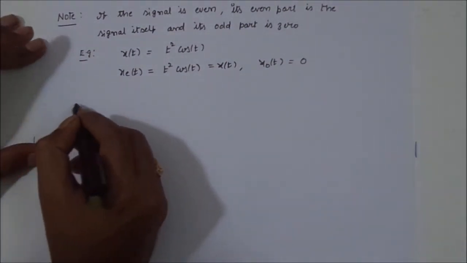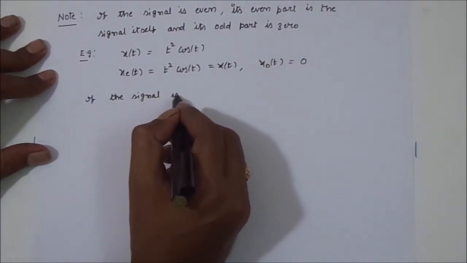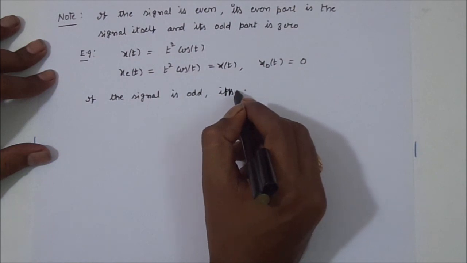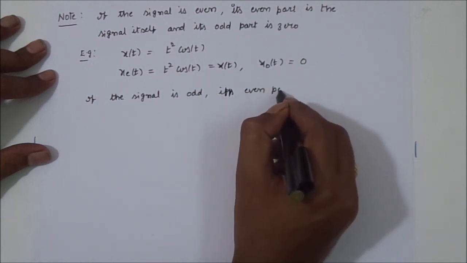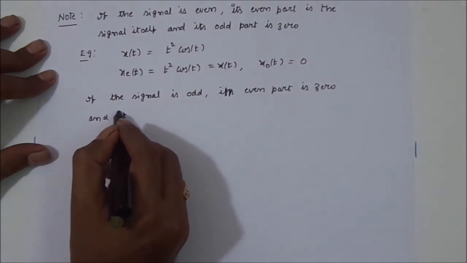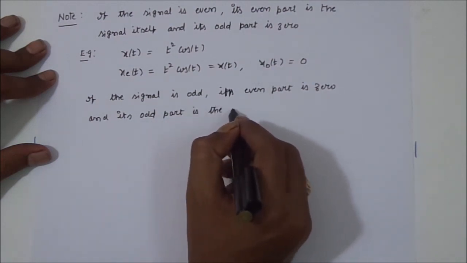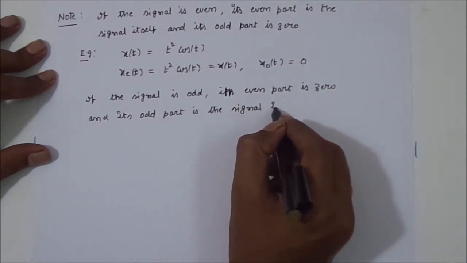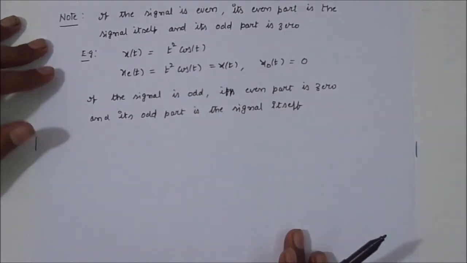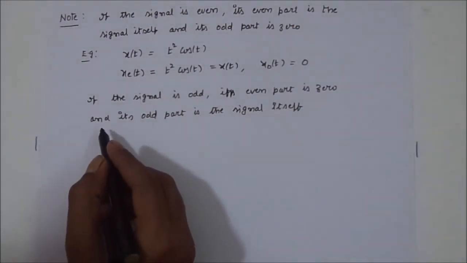Similarly, if the signal is odd, its even part is 0 and its odd part is the signal itself. Even though here we have taken the example of a continuous time case, the claim is equally valid for the discrete time case too. For this note we'll take one more example.